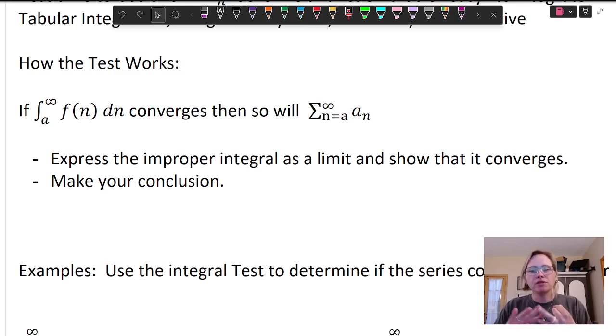You need to properly carry out that improper integral, expressing it as a limit as b approaches infinity and all that good stuff. And then you need to make your conclusion. So there is a lot involved in this test, and you need to make sure that you're checking all those boxes. So let's take a look.